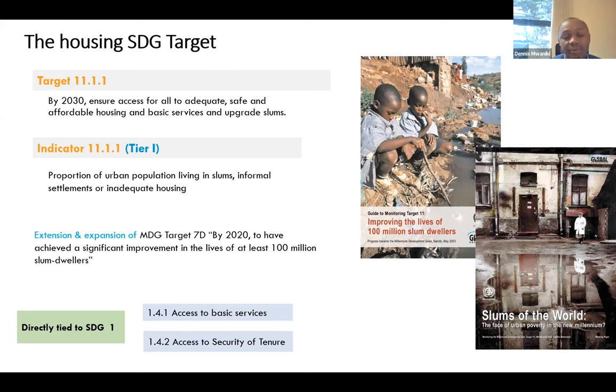So how we are measuring the progress towards this target is through one indicator, 11.1.1, that measures the proportion of urban population living in slums, informal settlements, or inadequate housing. So this indicator has three concepts: the slum concept, the informal settlement concept, and the inadequate housing concept, which I'll talk more about in the next slides. The target is also connected to other goals, particularly within SDG 11 or SDG 1 on access to basic services, but also security of tenure.